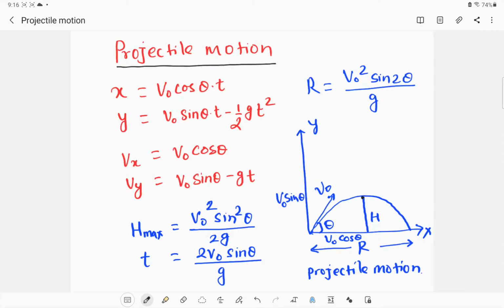So, in today's discussion, we will be talking about projectile motion. I'm going to talk about the very important formulas from projectile motion.